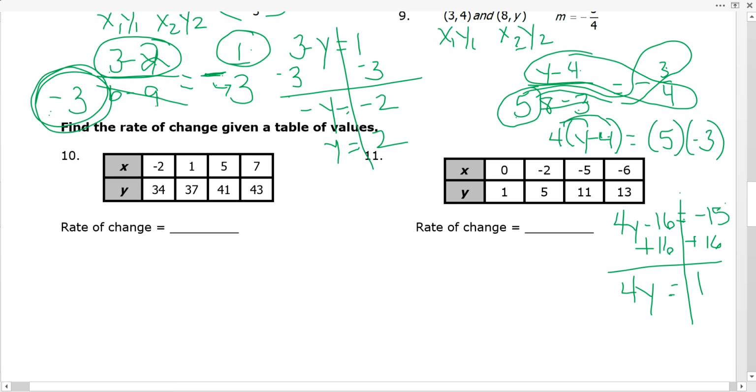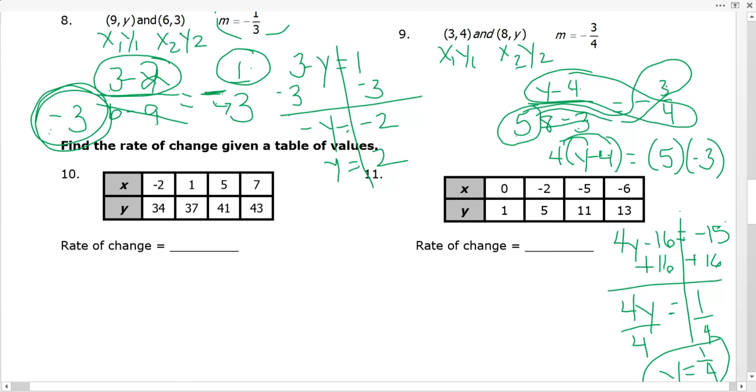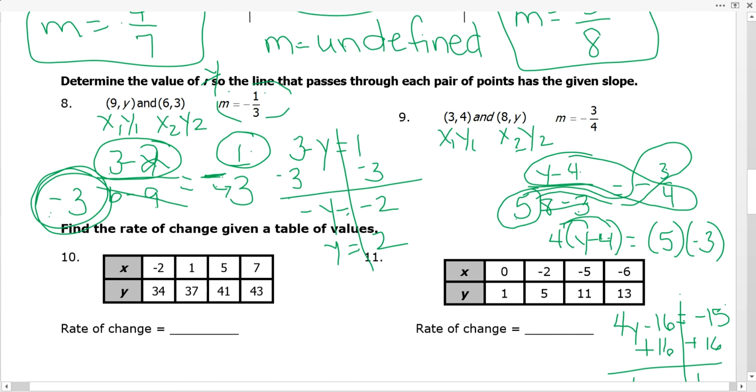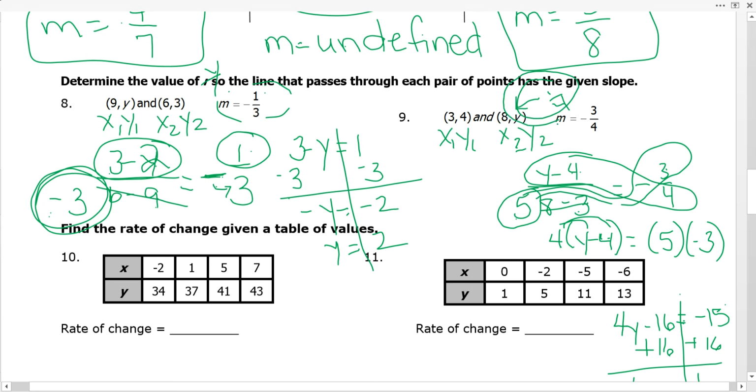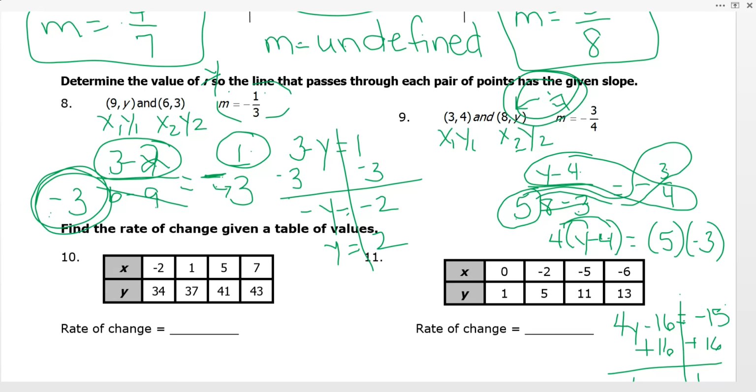4y equals 1. I'm going to divide both sides by 4. Y equals 1/4. So if I went back up to my equation at the top, I would put in 1/4 right here, or 0.25, and I would end up with negative 3/4 when I worked it out. And I can work it out if I have the room, but I don't. So we'll do it later. Okay.